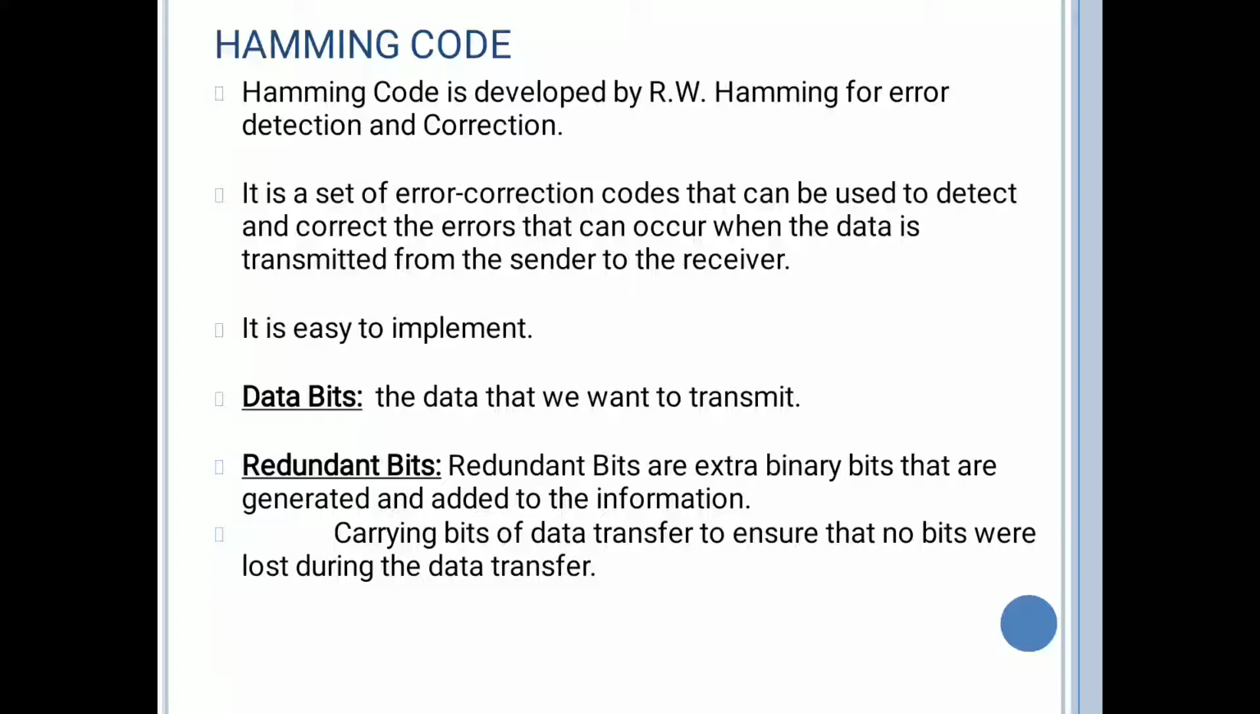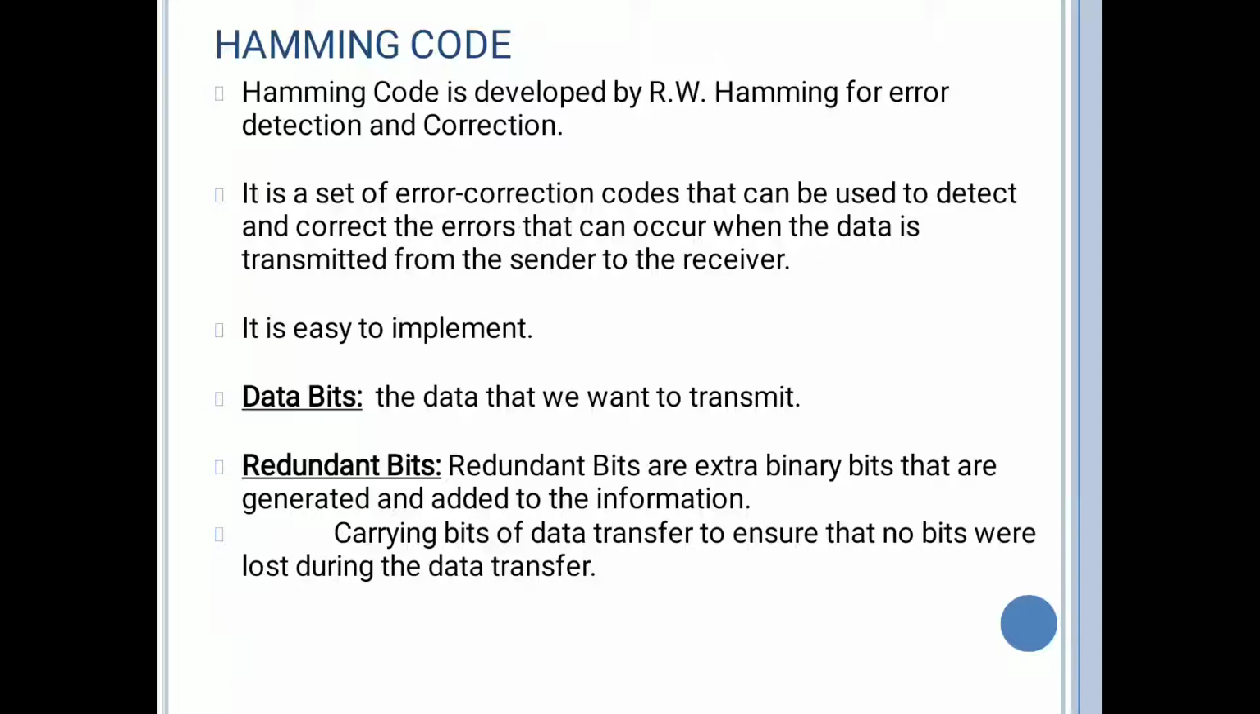So Hamming code is a set of error correction codes that can be used to detect and correct the errors that can occur when the data is transmitted from sender to the receiver. So when the sender sends data, if any error occurs, that error is corrected by using the error correction codes. So it is very easy to implement.